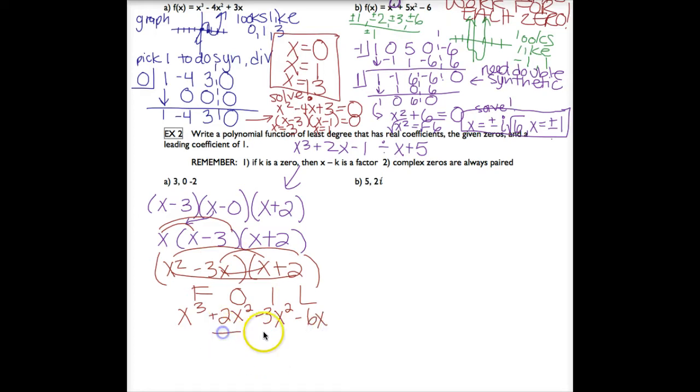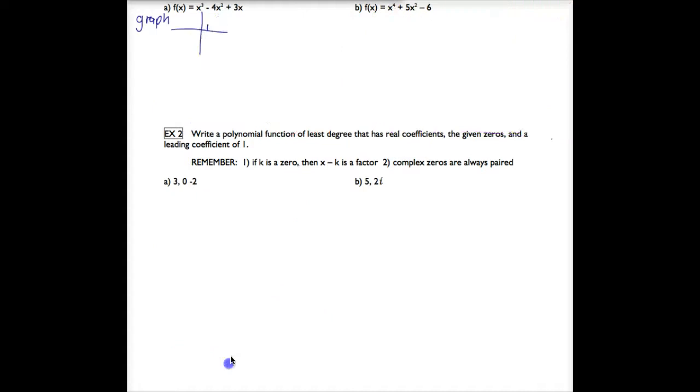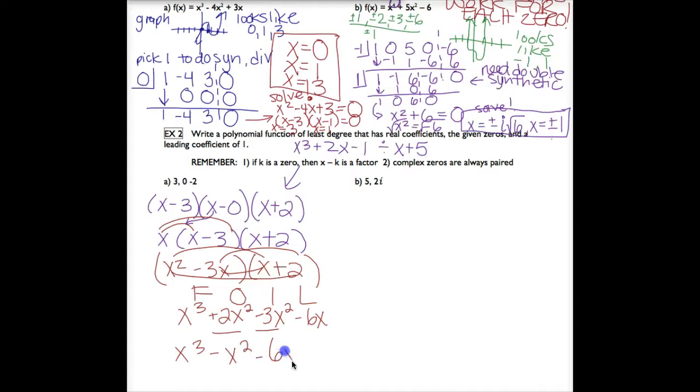So now, like terms here in the middle, x cubed minus x squared minus 6x is a polynomial of least degree. Meaning, this is the lowest degree we could write, is degree of 3, that has these zeros, real coefficients, and a leading coefficient of 1. So x cubed minus x squared minus 6x is your answer.